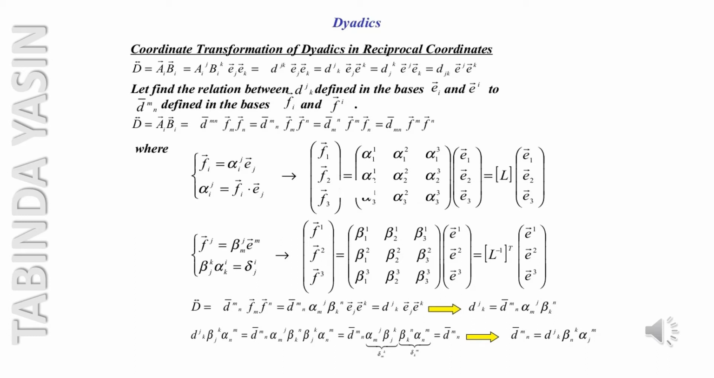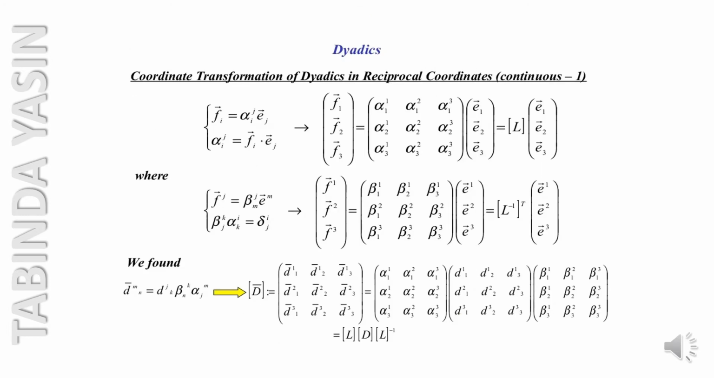We have the dyadic A B that is equal to D^m_n f_m f^n, where f_i is equal to alpha_ij e_j, and alpha_ij is equal to f_i dot e_i, which written in matrix form is L times the matrix of e1 e2 e3. And f_j is equal to beta_mj e_m, beta_jk alpha_ik is equal to delta_ij, and in matrix form that is equal to (L^-1) transpose times e1 e2 e3. The dyadic after solution gives D_jk is equal to D_mn a_mj b_kn, and all the components after solution give D^m_n is equal to D_jk b_nk a_jm.